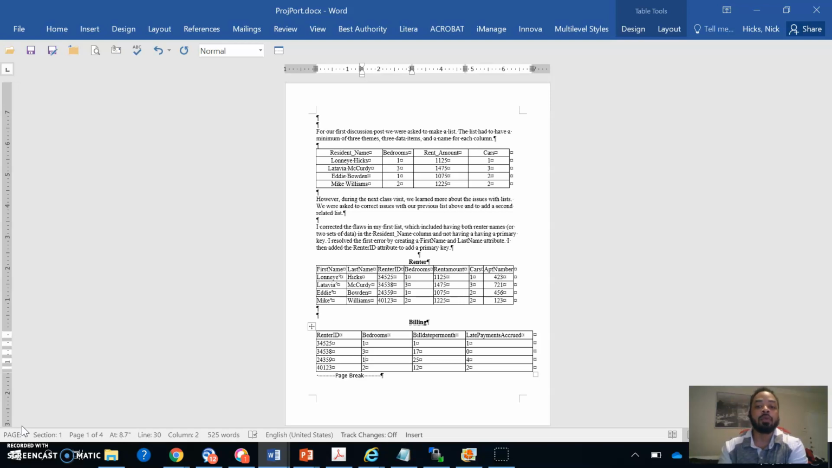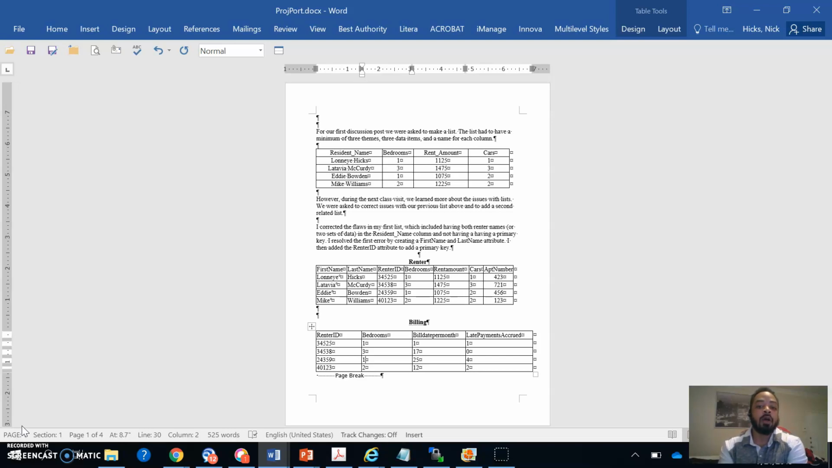For columns, I went with resident name, bedrooms, renter amount, and cars. Just pretty general things you would want in a renter list. However, during the next class visit, we learned more about the issues with lists. We were asked to correct the issues with our previous list and add a second related list in the form of tables.